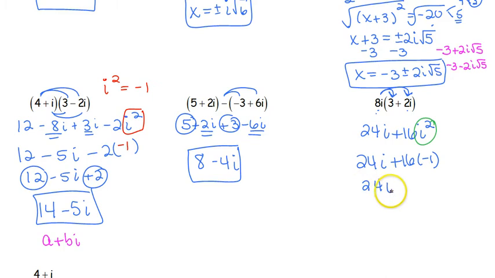So that's 24i minus 16. The 16 needs to come first. So I've got negative 16 plus 24i.